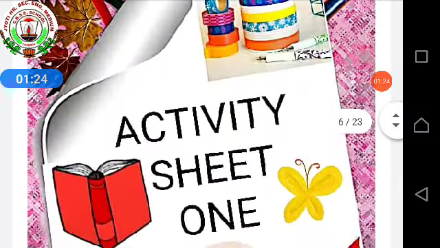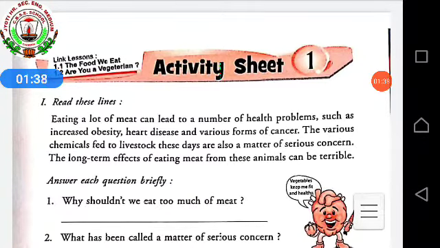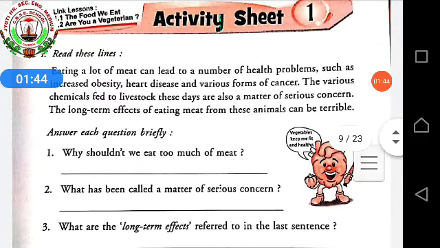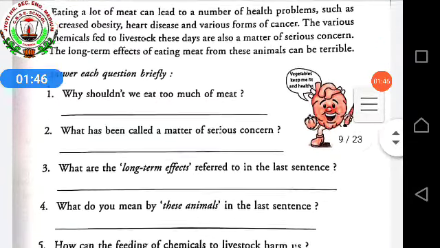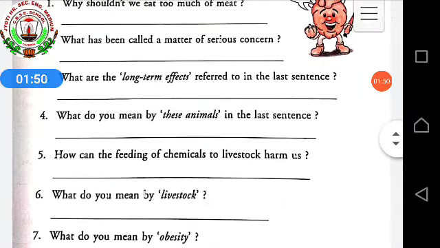Then we started our first activity sheet, which is based on the first chapter, the food we eat, and second chapter, are you a vegetarian? Then we have learned these lines and a few questions and answers I told you, and I asked you to complete the rest by yourself.